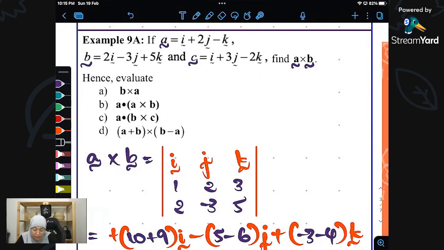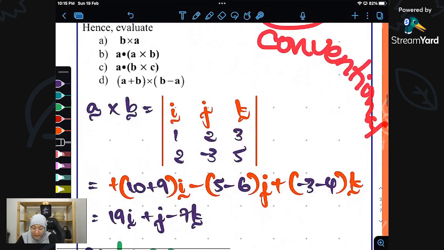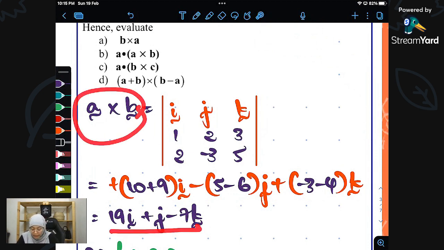Now let's have a look at this example 9a. Vector A, vector B, vector C are given there. Find A cross B. So A cross B we do conventionally, using the usual formula, the conventional formula with the I, J, K there. And then this is my answer, 19I plus J minus 7K. This is A cross B, the conventional formula.